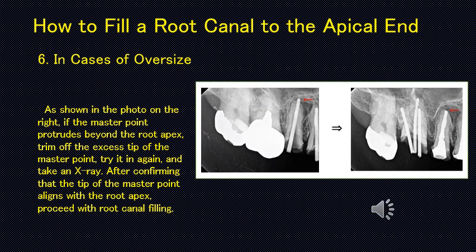6. In cases of oversize. As shown in the photo on the right, if the master point protrudes beyond the root apex, trim off the excess tip of the master point, try it again, and take an X-ray. After confirming that the tip of the master point aligns with the root apex, proceed with root canal filling.